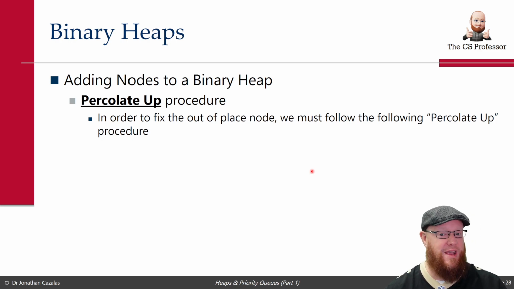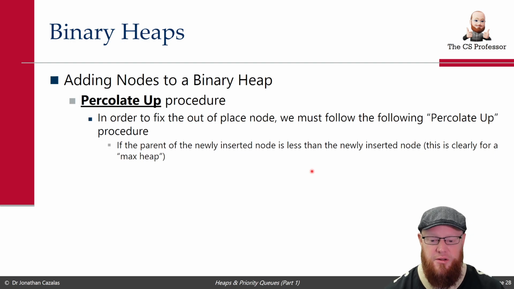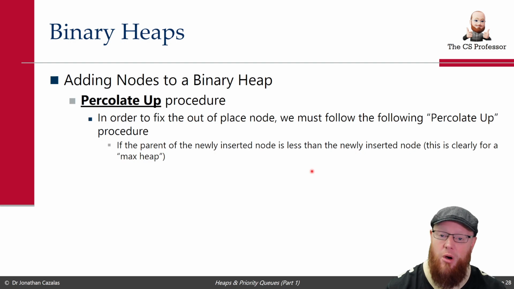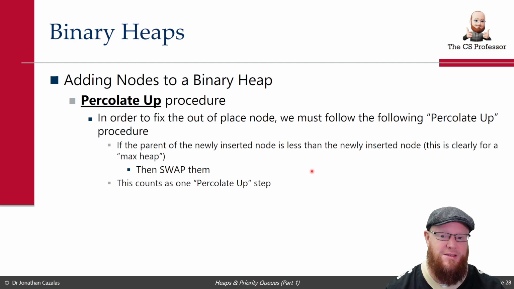In order to fix this out of place node, we simply follow the following procedure. If the parent of the newly inserted node is smaller than this new node, we simply swap them. And we swap them again and again as long as that if statement is true. And this is, of course, valid for a max heap. If the parent's smaller, we have to swap it because it's out of place. It would only be out of place there on a max heap.